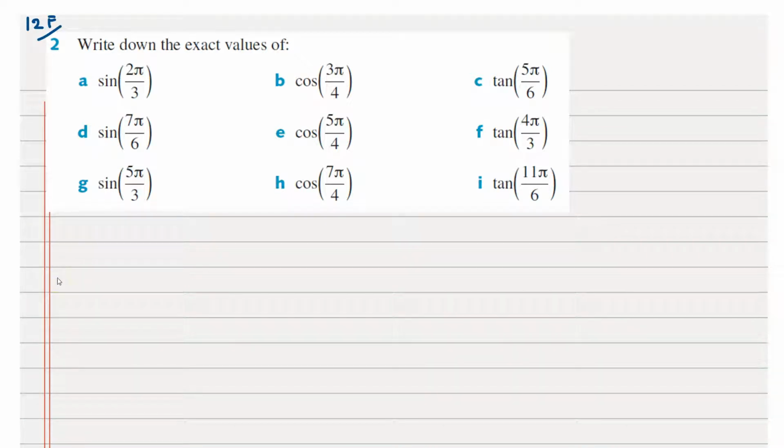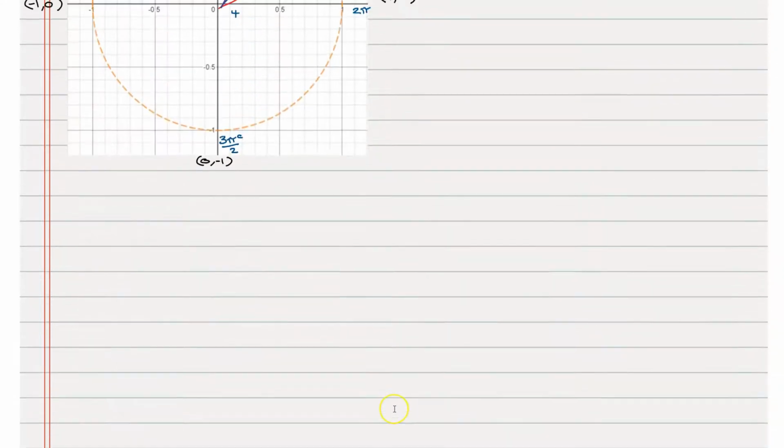In chapter 12F, question 2 of the textbook, we're looking at questions of finding the exact values of our trigonometric functions that are outside of the first quadrant. So notice in question 1, we were working inside the first quadrant. Now we're outside the first quadrant. So consider the unit circle up here.